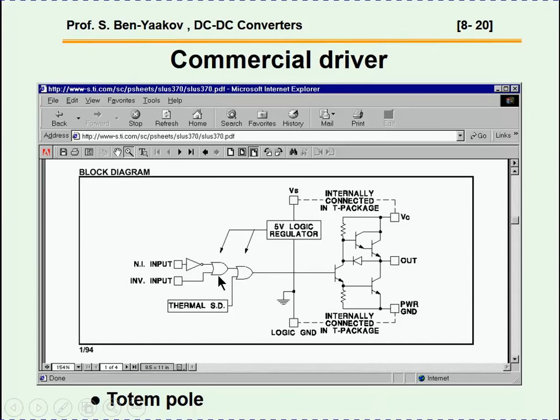So this is the input section. There is some logic here. You can tailor it with positive pulse, negative pulse, etc. This is not that important for our discussion. Here we have the driver itself. This is a totem pole type of driver. You see these are two NPN transistors, the two of them.